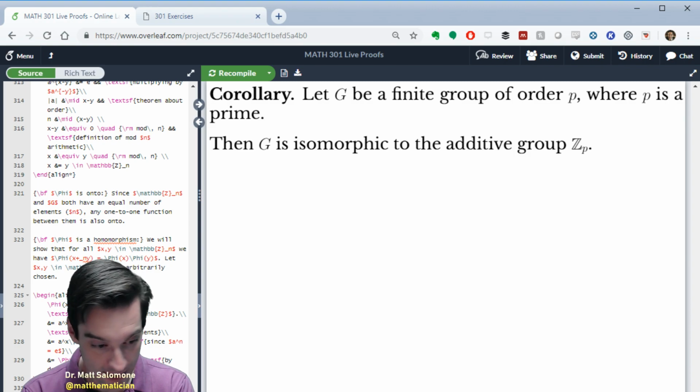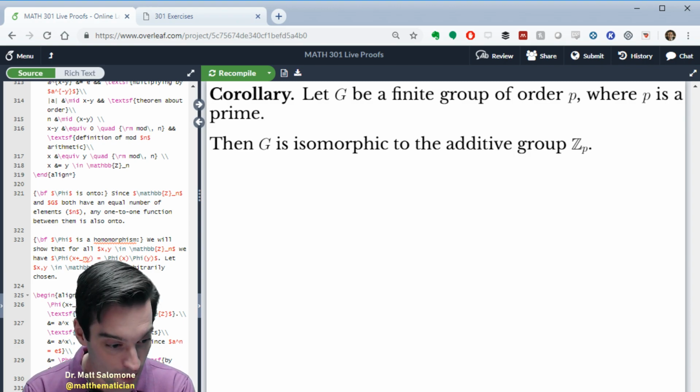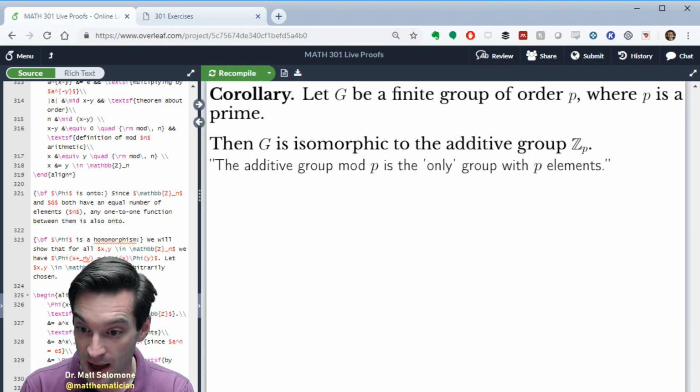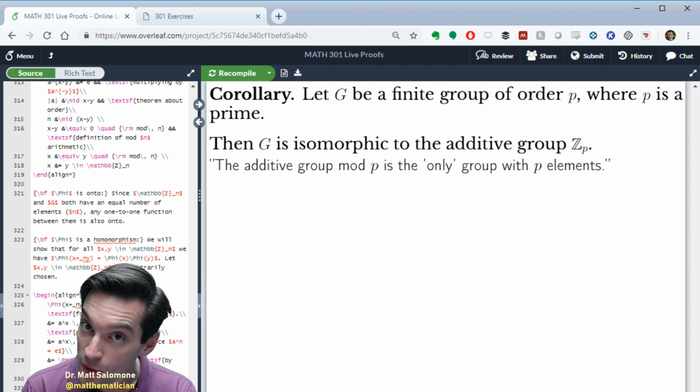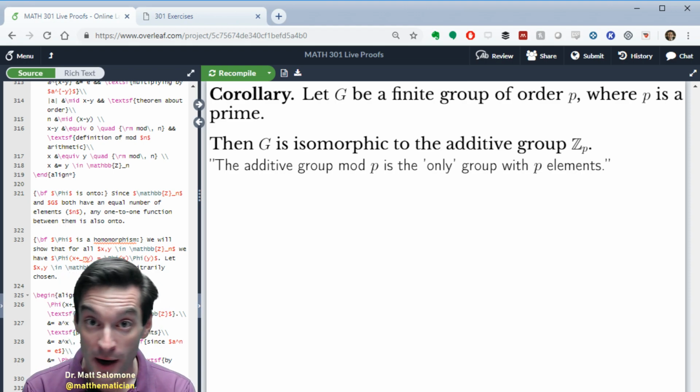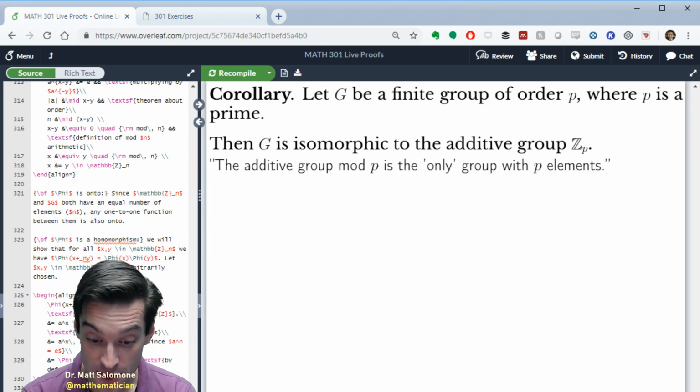So I'm just going to put that observation into quotes here, because that's really the import of this statement: the additive group mod P is the only group with P elements. And that is a big statement, right? I can't understate the importance of statements like that. It's what we call a classification theorem. It tells me what the algebraic structure of a group must be only by knowing how many elements it has. That's a really rare thing, and the primes are really one of the only places where we can reliably make such a sweeping claim.